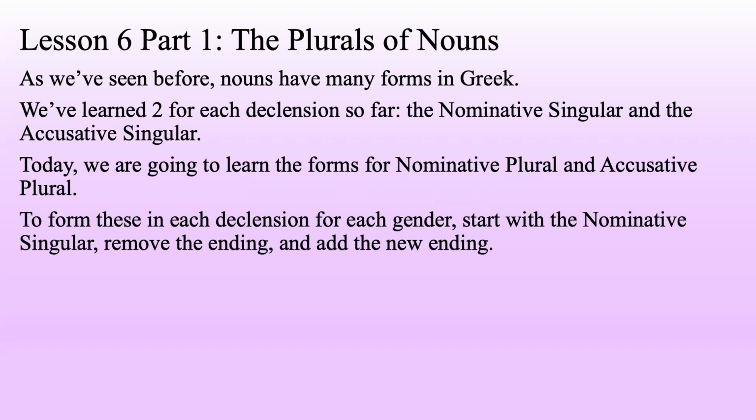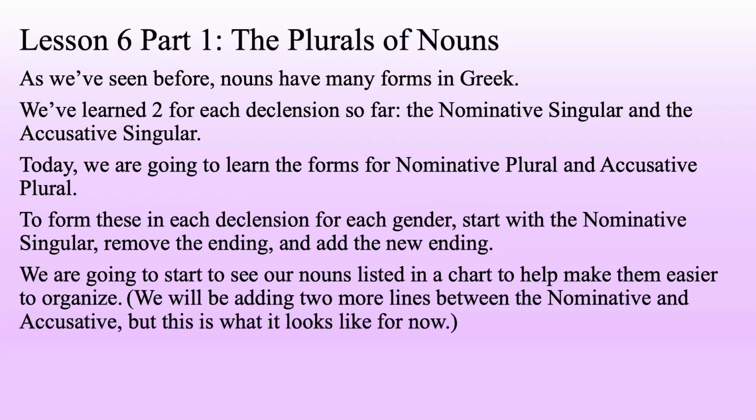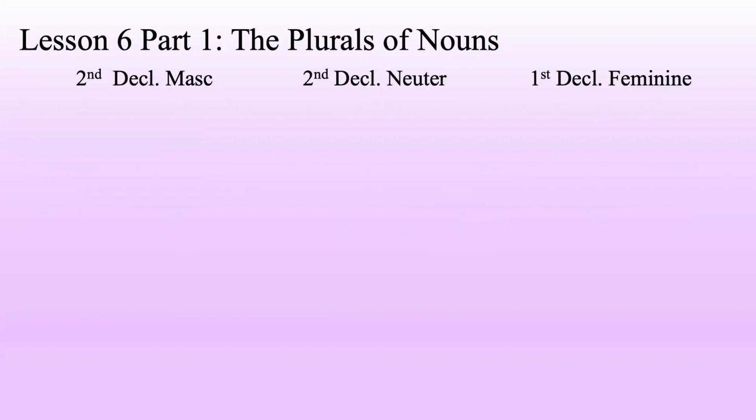To form these in each declension for each gender, start with the nominative singular, remove the ending, and add the new ending. We're going to start to see our nouns listed in a chart to help make them easier to organize. We will be adding two more lines between the nominative and accusative, but this is what it looks like for now.